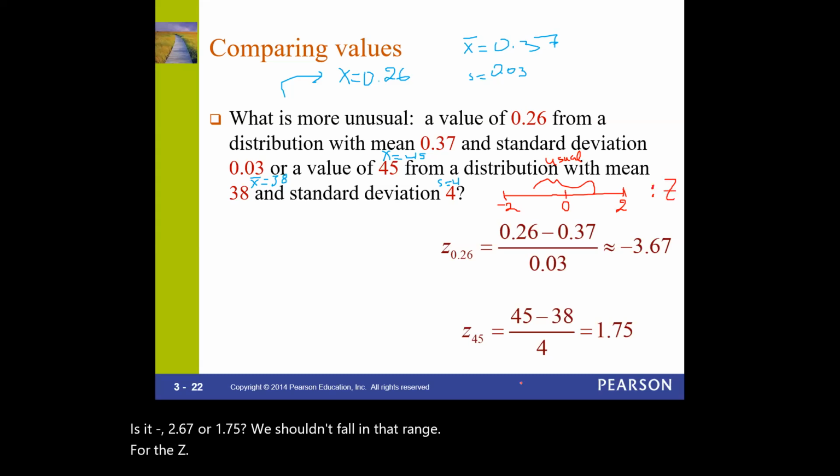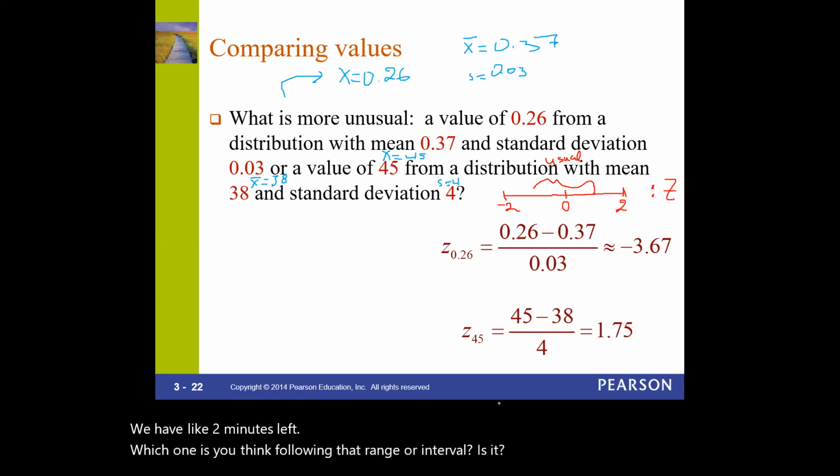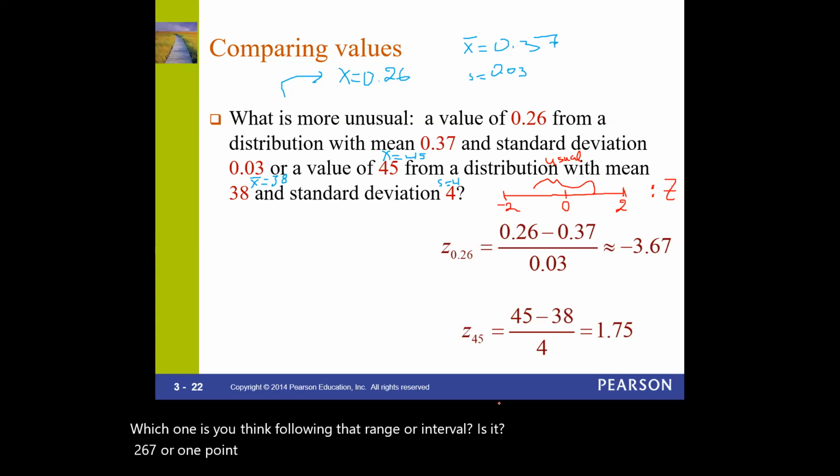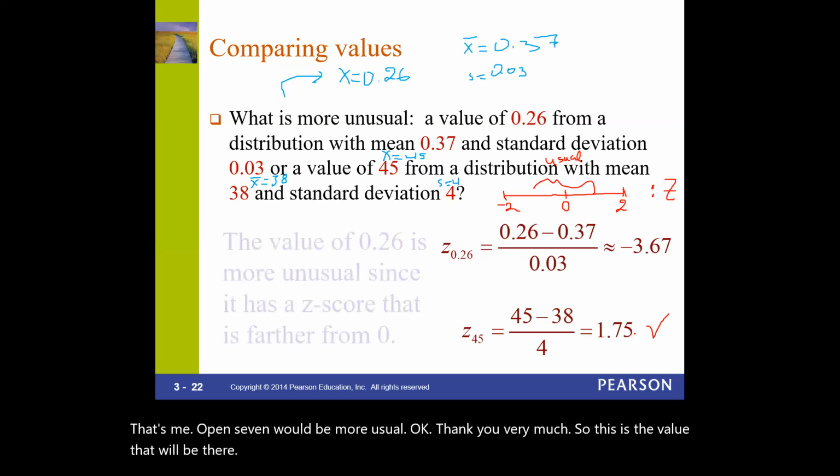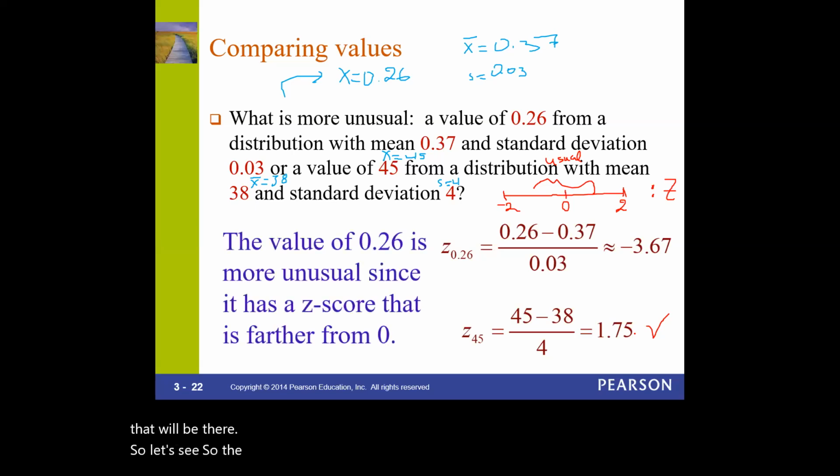I'm asking a question. I would like to have an answer. We have like 2 minutes left. Which one do we think falls in that range or interval? Is it negative 3.67 or 1.75? 1.75. That means 1.75 will be more usual. Okay, thank you very much. So this is the value that will be there.